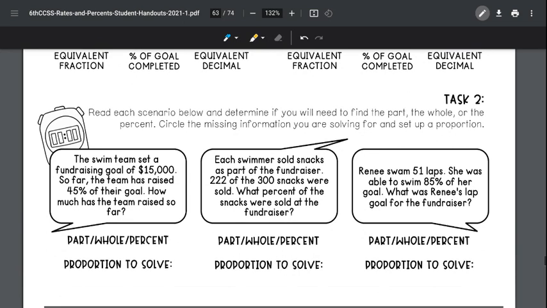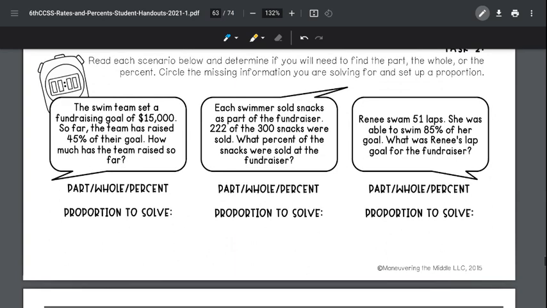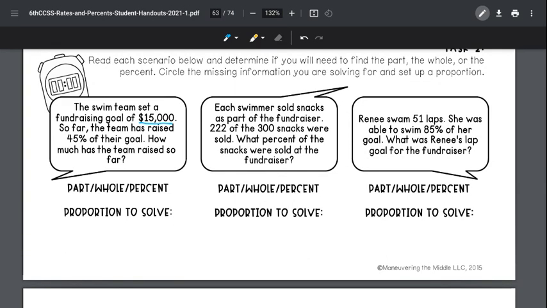Task 2. Read each scenario below and determine if you will need to find the part, whole, or the percent. Circle the missing information you are solving for and set up your proportion. The swim team sets a fundraising goal of $15,000. So far, the team has raised 45% of their goal. How much has the team raised so far?